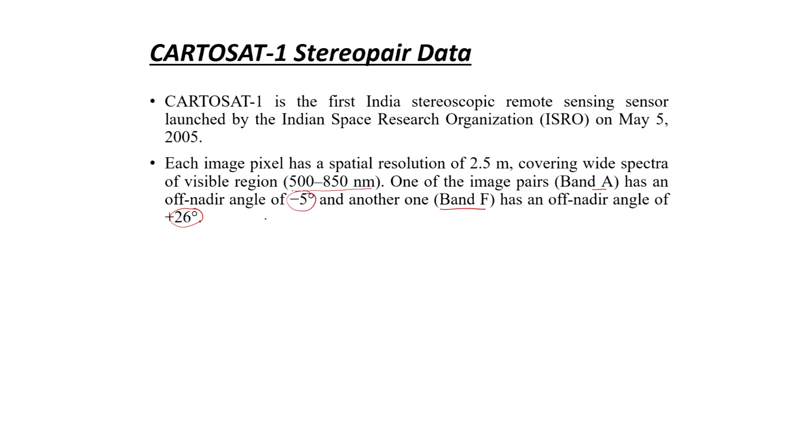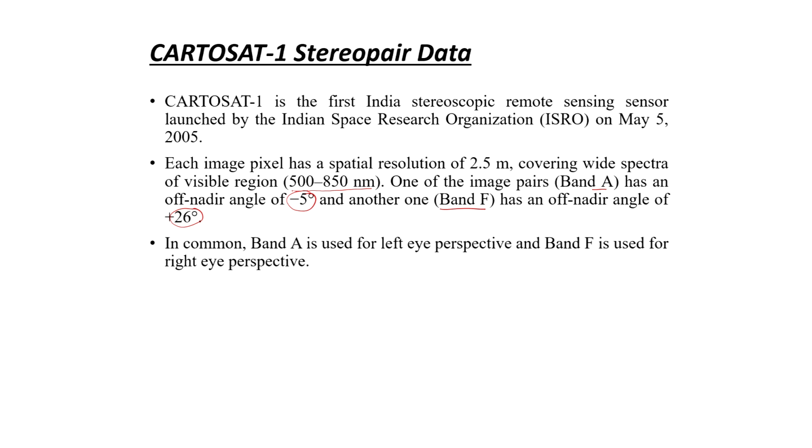So with the help of these two forward and afterward cameras, this satellite is acquiring stereo pair data with a spatial resolution of 2.5 meters. So band A, you can consider it as a left eye perspective image, and band F you can use for the right eye perspective image.